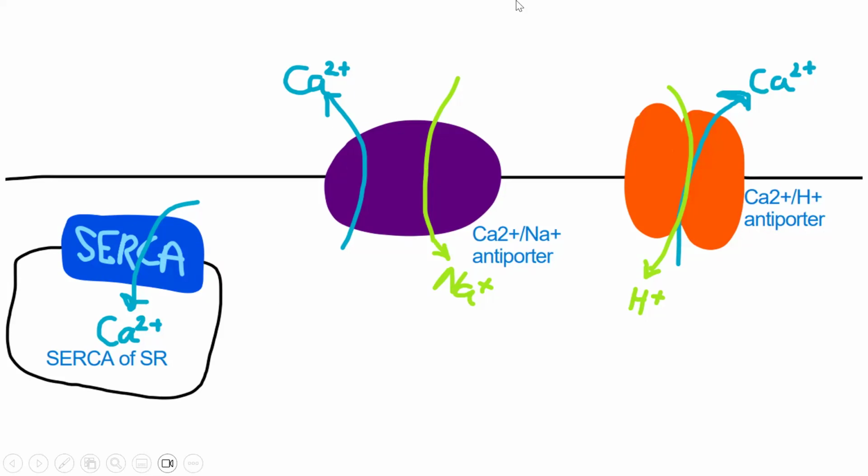or kick it out of the cell entirely. If you want to kick it out of the cell, we have two options: either the calcium-sodium antiporter, so calcium will be kicked out in exchange for sodium, or the calcium-proton antiporter, so you'll get the proton in and kick the calcium out. These are the two antiporters on the cell membrane, out of the cell.